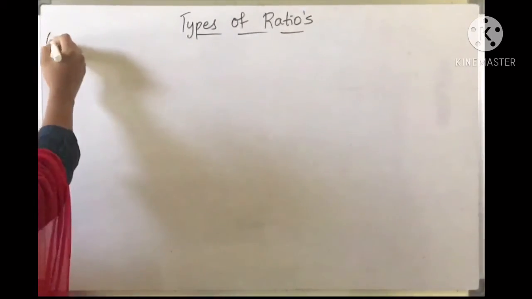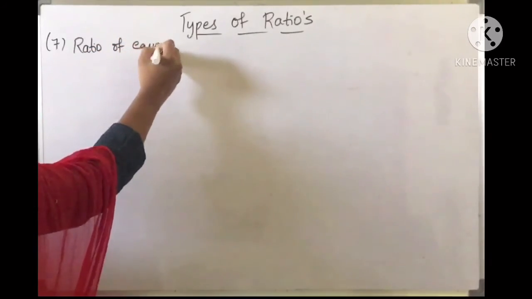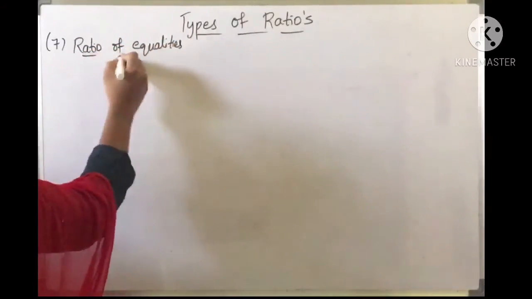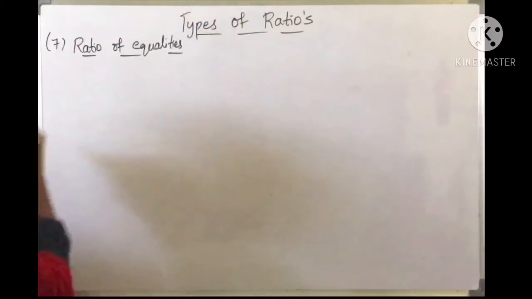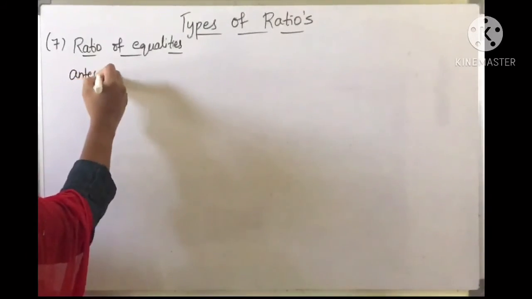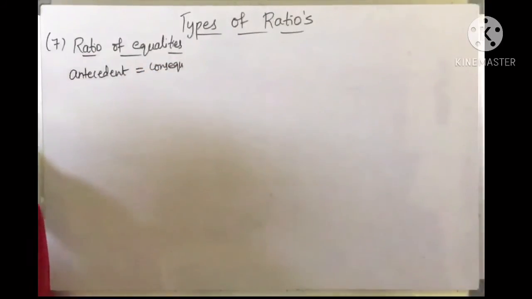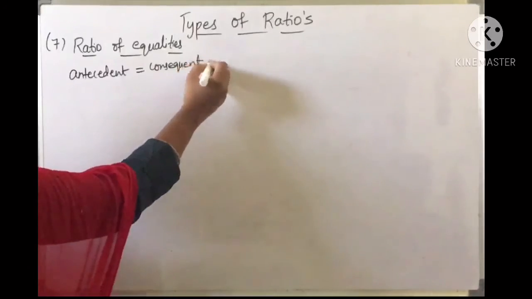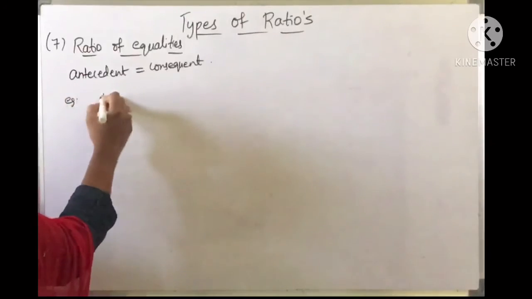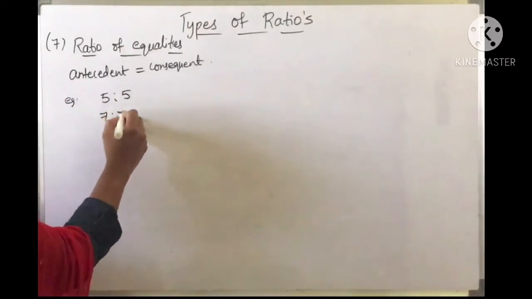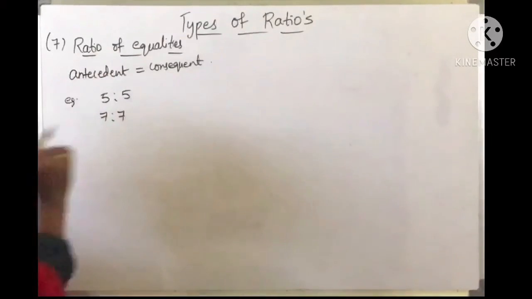Next, seventh one, ratio of equalities. Here, for a ratio, if the antecedent and the consequent are equal, the ratio is called the ratio of equality. For example, 5 is to 5, 7 is to 7. Here the antecedent and the consequent both are equal. Then we call it the ratio of equalities.